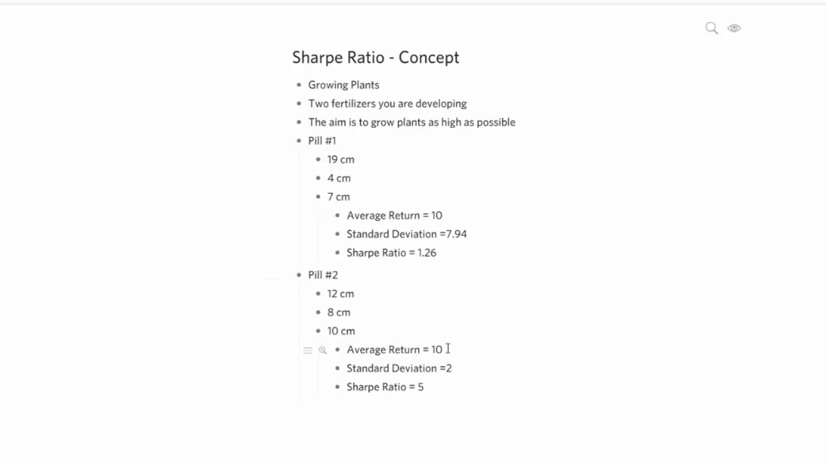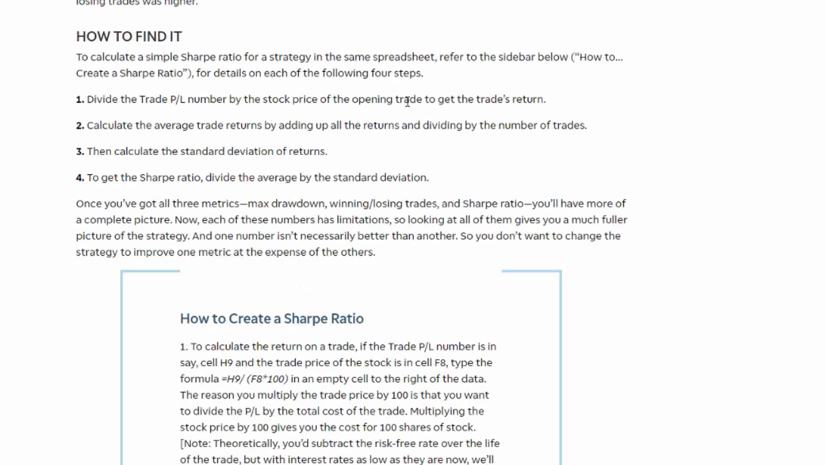Now, once we have these 2 numbers, average return and standard deviation, we can calculate the Sharpe ratio. And the equation, if you like, you can read this up. I got this from tdameritrade.com. It's basically saying, first you need to get the P&L number, profit and loss number, of the trades, and then you get the average of that. Then you calculate the standard deviation. And then to get the Sharpe ratio, divide the average by the standard deviation.